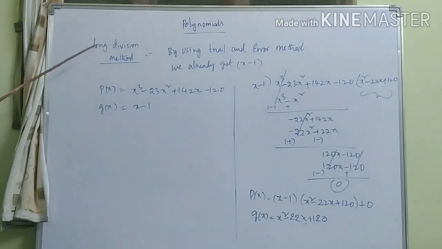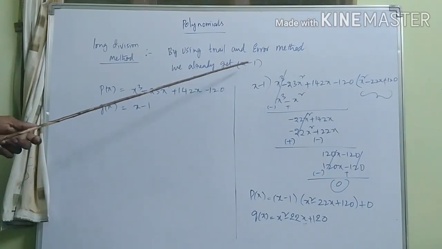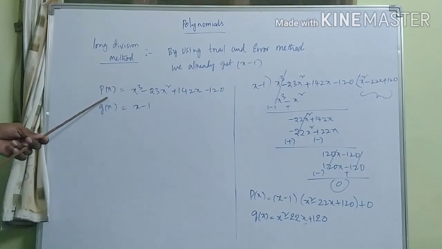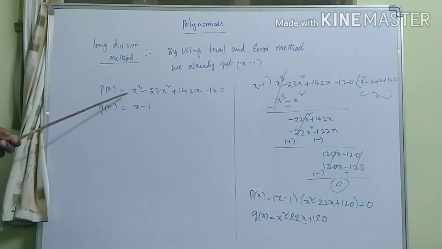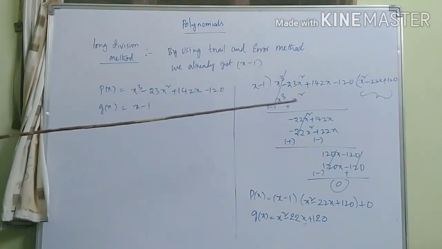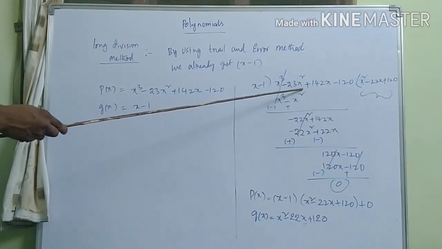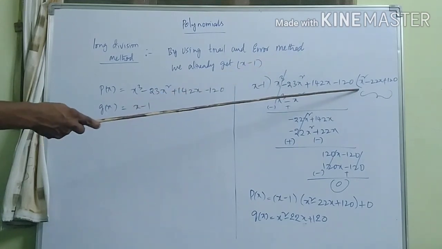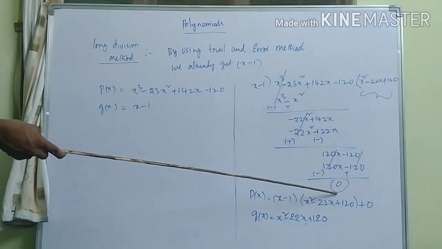The next method is the long division method. By using the trial and error method we already got x minus 1, so x minus 1 is a factor of p of x. So we take g of x equal to x minus 1 and divide p of x by g of x. We already know this procedure. Here x minus 1 is the divisor g of x, this is the dividend p of x, this is our quotient q of x, and this is the remainder r of x.